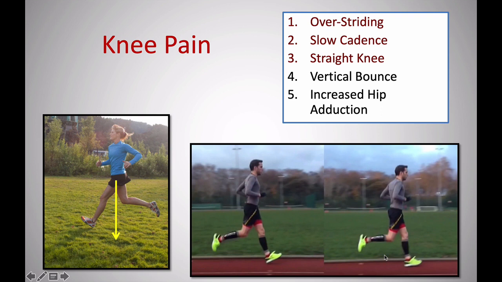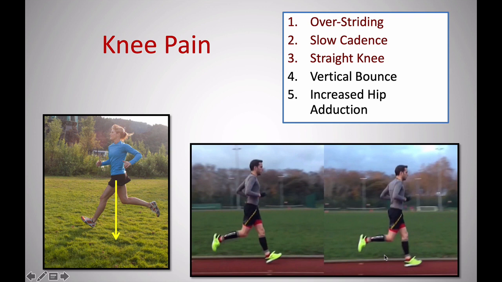When you look into running related knee pain, when I look at the running analysis, I look at these 5 variables. Overstride, extremely common, which is usually linked with slow cadence. Next is straight knee landing, vertical bounce, and increased hip adduction. Overstride is usually linked with higher impact, and high heel strike will generate very high impact forces. That is really important to be aware of in this sort of scenario.